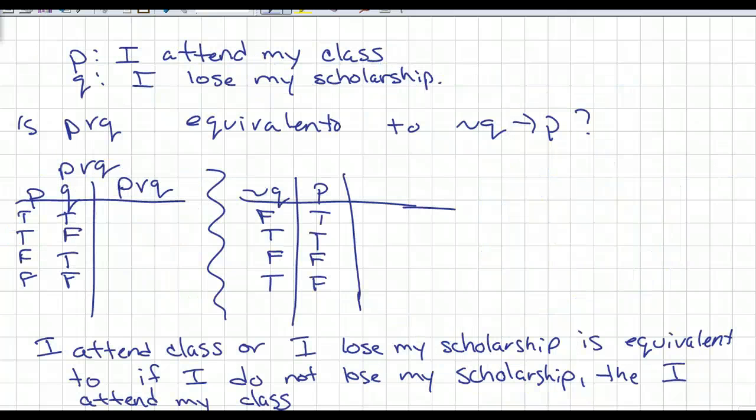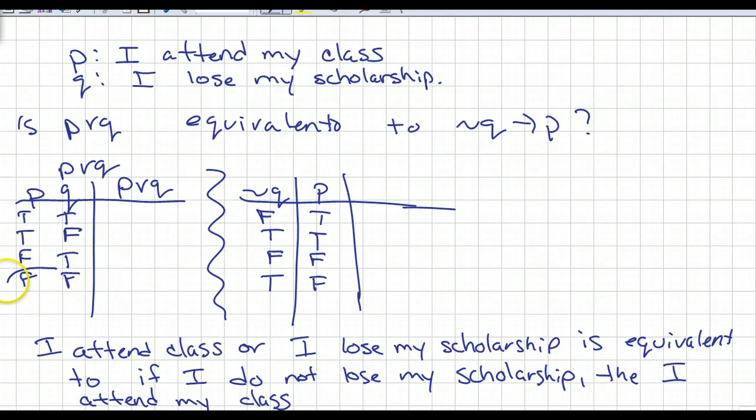Let's look at this example. We have P is I attend my class, and Q, I lose my scholarship. So we want to know if these two statements are equivalent. P or Q, I attend my class or I lose my scholarship, is equivalent to: if I do not lose my scholarship, then I attend class. It sounds in English like it's very similar, but we need to check from the truth tables if it actually is. So P or Q, you know once again that those are two falses.